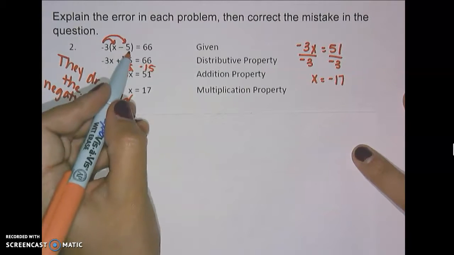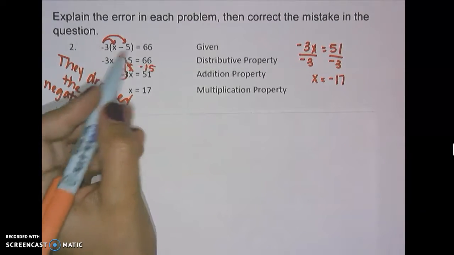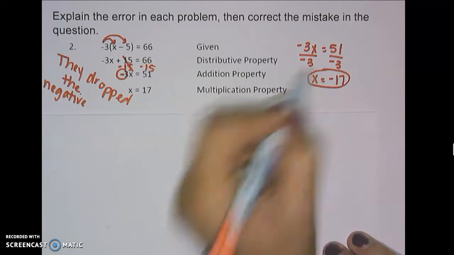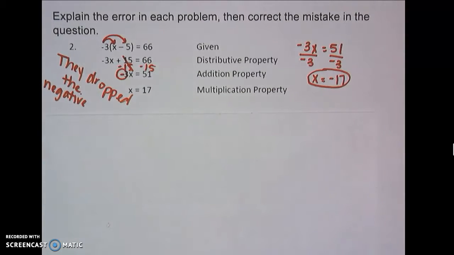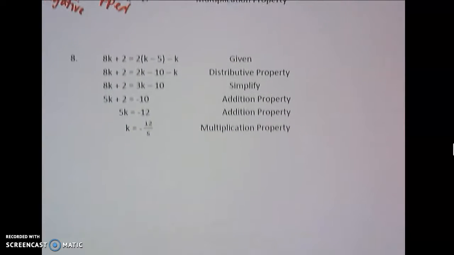We can check to make sure that we didn't make another mistake by plugging that back in as well. So -17 minus 5 is -22. -22 times -3 is +66. So we know that we did our work correctly to get that. Okay, this is what we're doing in these questions. Find the error, explain it, and then correct it to find the correct answer. All right, so let's look at another one here.